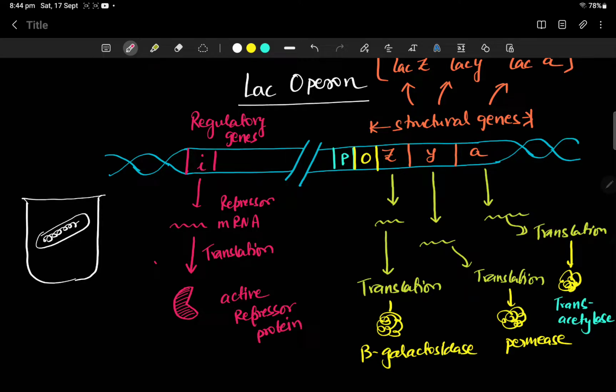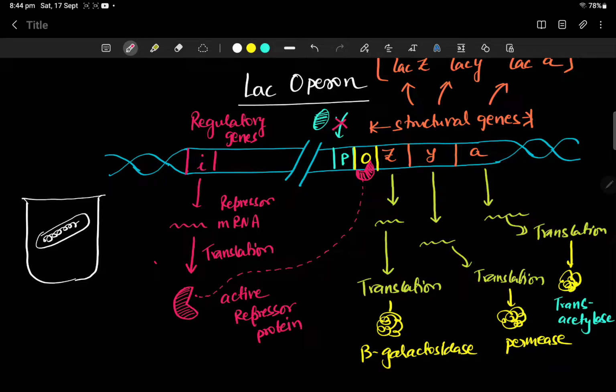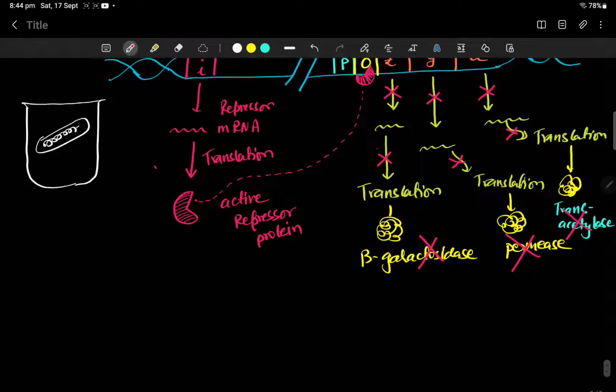And this active repressor protein will go and block the operator. Now when the operator is blocked, the promoter site, RNA polymerase cannot land. So it will not be able to land in the promoter site, and the transcription followed by translation of these genes will not occur. So even this will not be present, this will not be present, and this will not be present.